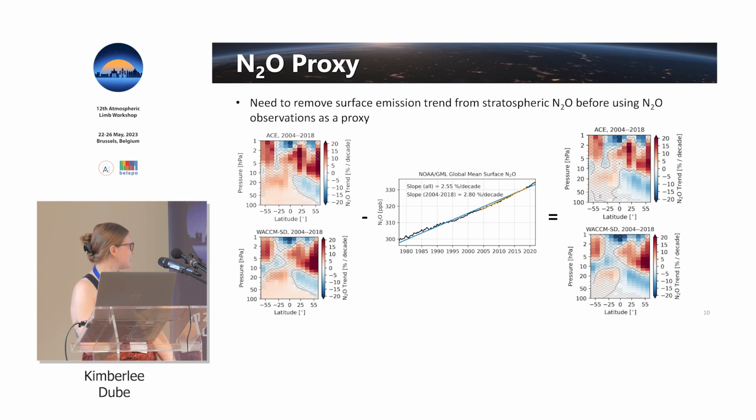So in the middle panel here, it's the N2O as a function of time. The black line is data, the blue line is the fit to the whole time period, and the orange line is the fit just from 2004 to 2018. So during that time, the N2O has a trend of 2.8% per decade. So I remove this trend from the data set and then do the regression again to get the last panels, which is the N2O trend only due to circulation changes. And the asymmetry below 10 hectopascals is even more pronounced now. So this final column is what I'm sticking into the regression as the proxy. Of course, the data, not the trends that are shown here.